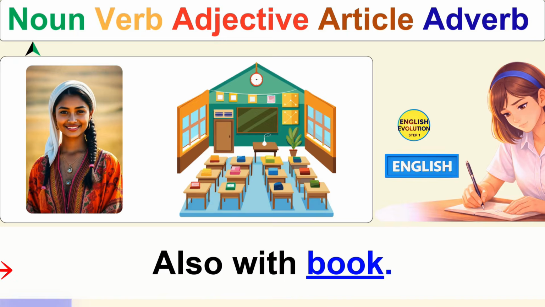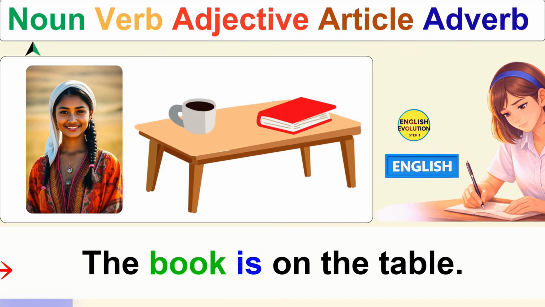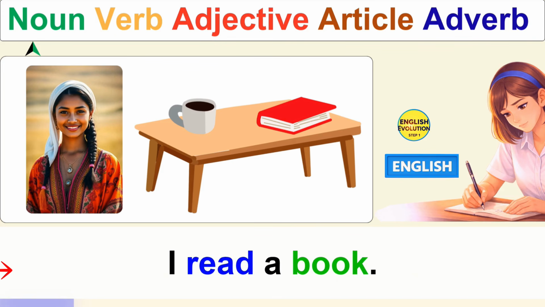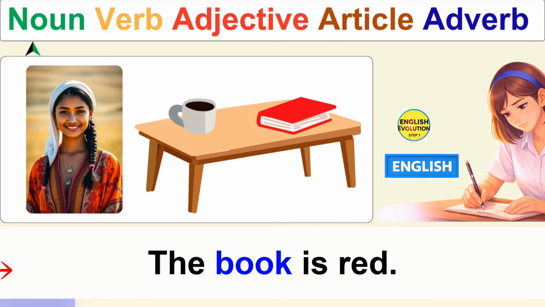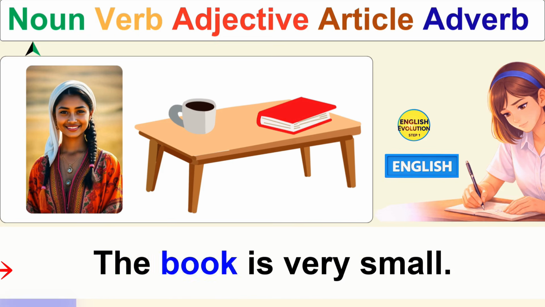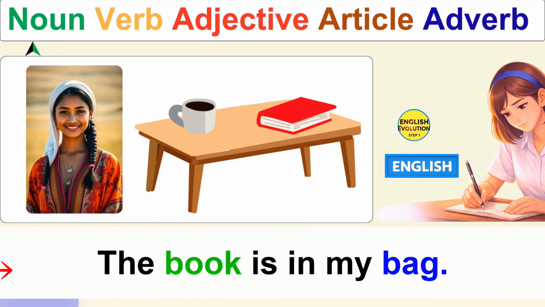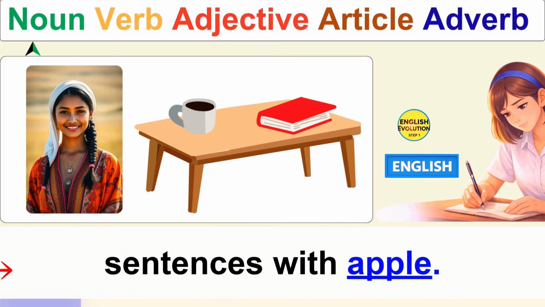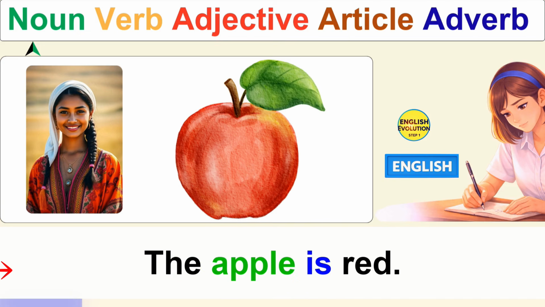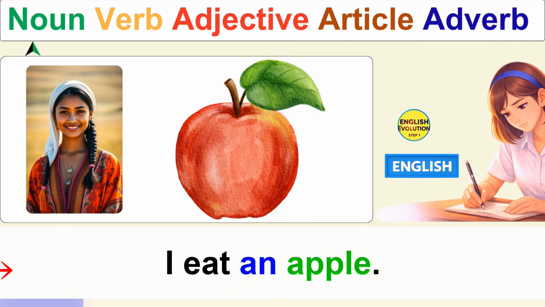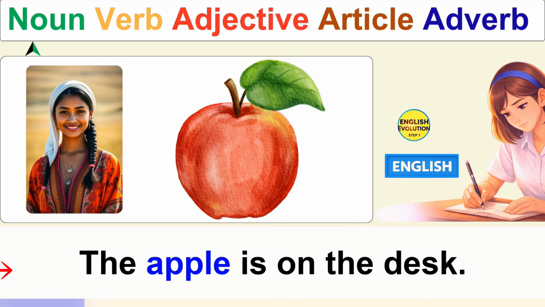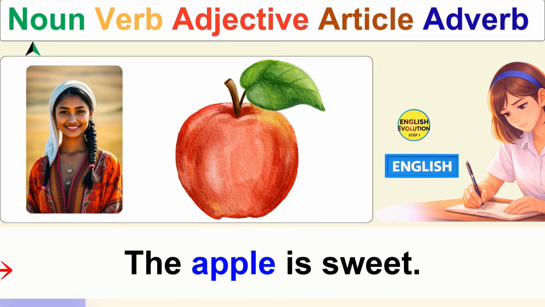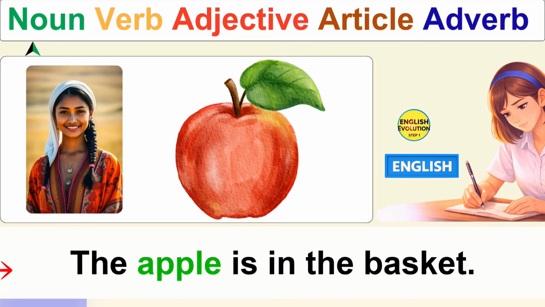Also with book. The book is on the table. I read a book. The book is red. The book is very small. The book is in my bag. Look at these simple sentences with apple. The apple is red. I eat an apple. The apple is on the desk. The apple is sweet. The apple is in the basket.